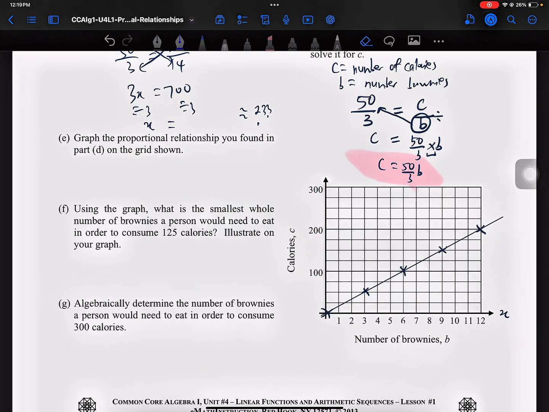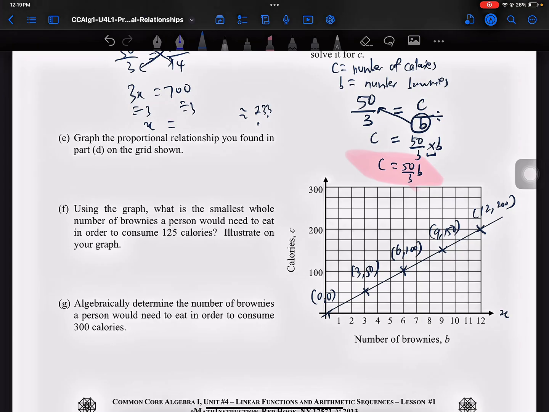Alright, so this is after drawing the graph. We connect all the points together in one line. You can see that this means calories C increase proportionally with brownies B. The line passes through those points: 0, 0, 3, 50, 6, 100, 9, 150, and 12, 200. A proportional relationship always forms a straight line through the origin.